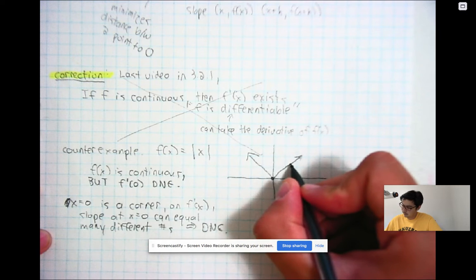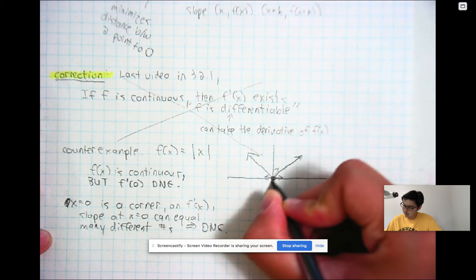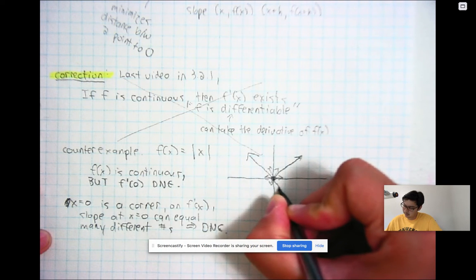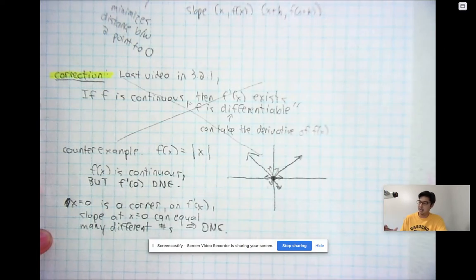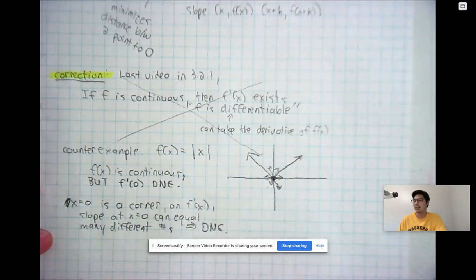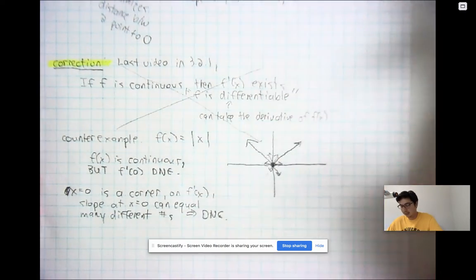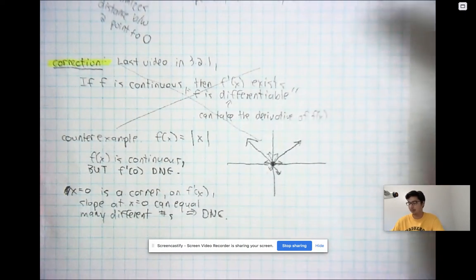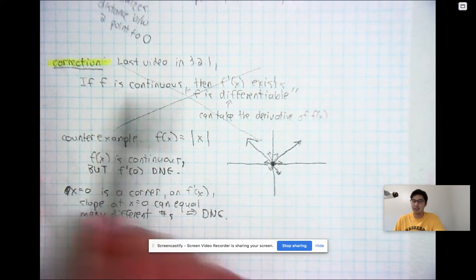Right? We have a positive slope that's constant, but at that corner at 0, the slope of the tangent line can be so many different possibilities. You can have a horizontal line, a diagonal line there, a diagonal line there. In fact, there's infinitely many slopes at 0, and infinitely many does not mean it exists. So the slope at 0 does not exist. In other words, what all this is saying is that f does not need to be continuous for it to be differentiable.